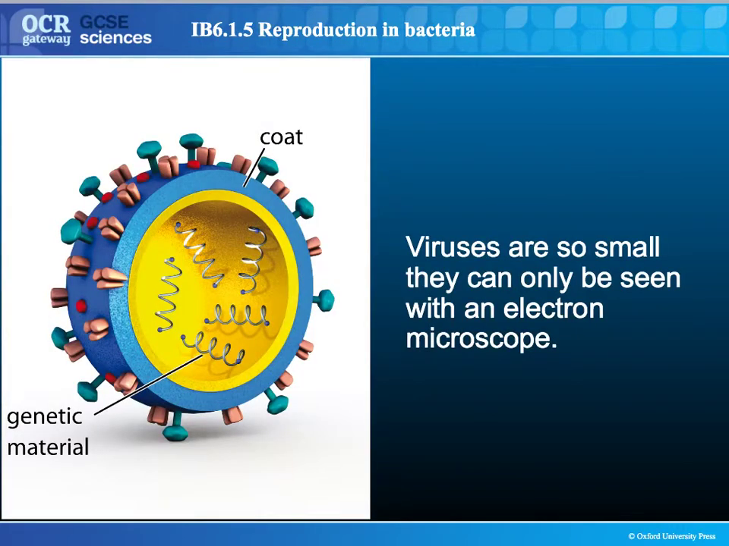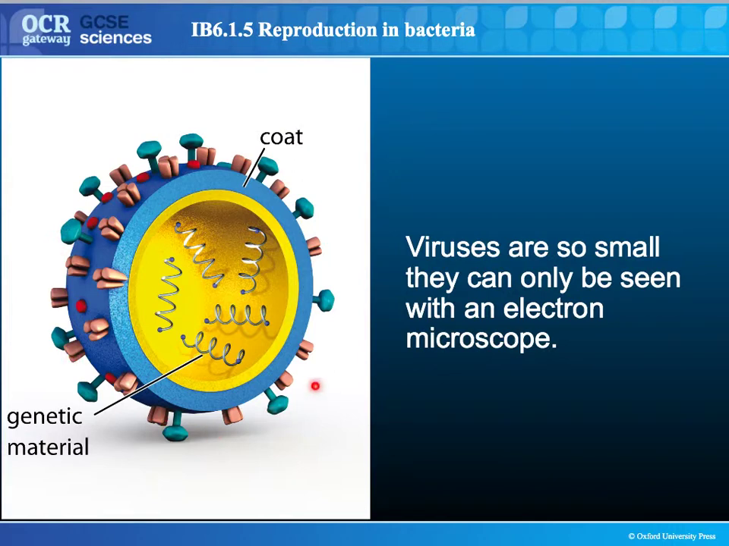The last group of microorganisms that we are going to look at in detail are the viruses. Now, these are so small that they were never seen until the development of the electron microscope. They are a lot smaller than bacteria or fungi. In fact, they're about 1/100th the size of a bacterium, which, as you can imagine, is extremely small.